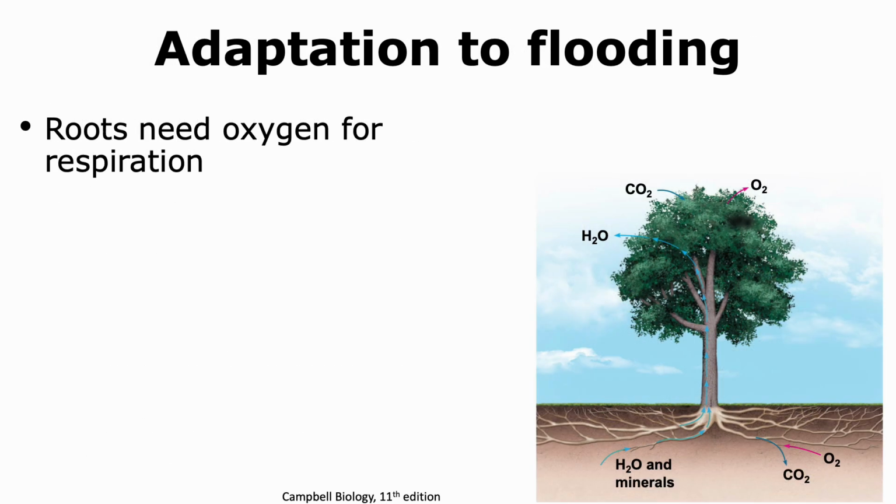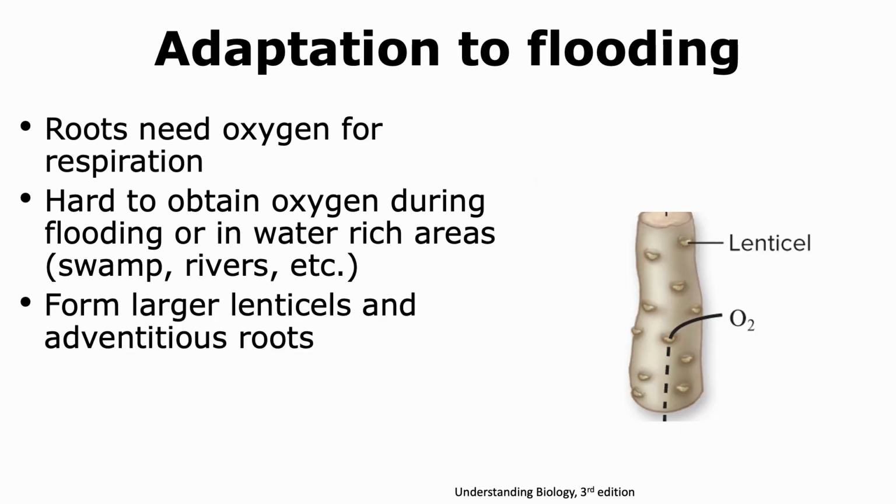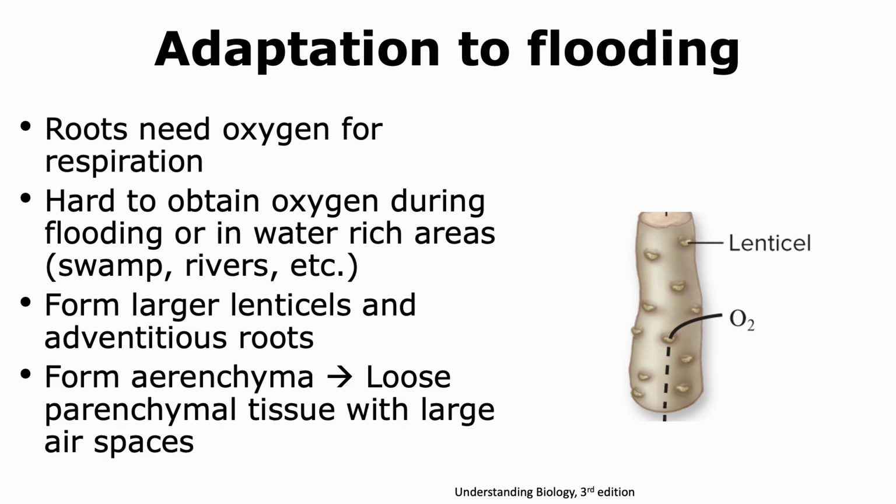Like all other parts of the plant, roots need oxygen for respiration in order to get energy to do the functions that they are meant to do. However, when flooding happens, it is hard to obtain oxygen. In such cases, the plant adapts to the flooding by forming larger lenticels and adventitious roots. They can also form aerenchyma, which are loose parenchymal tissues with large air spaces.